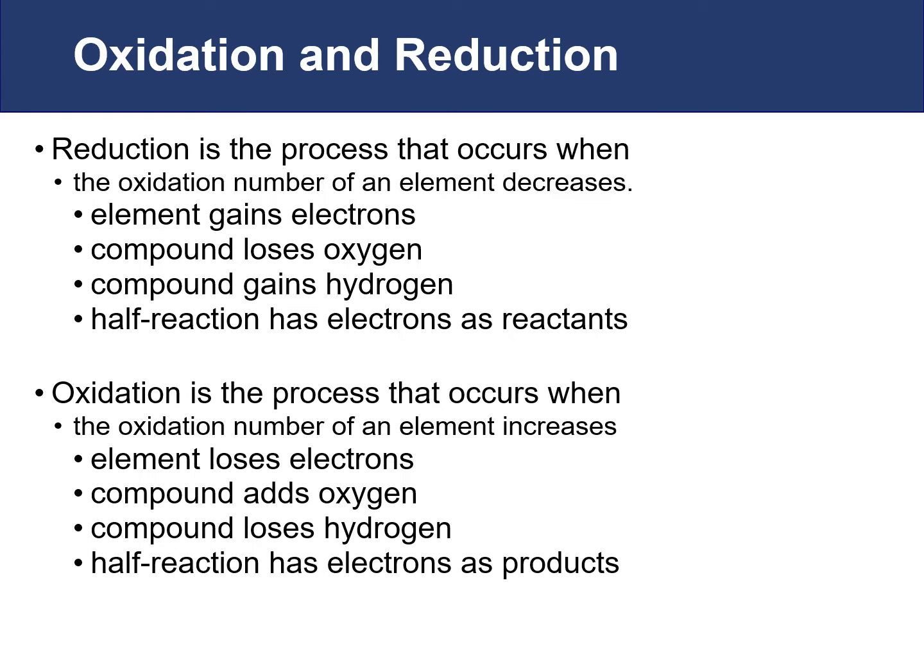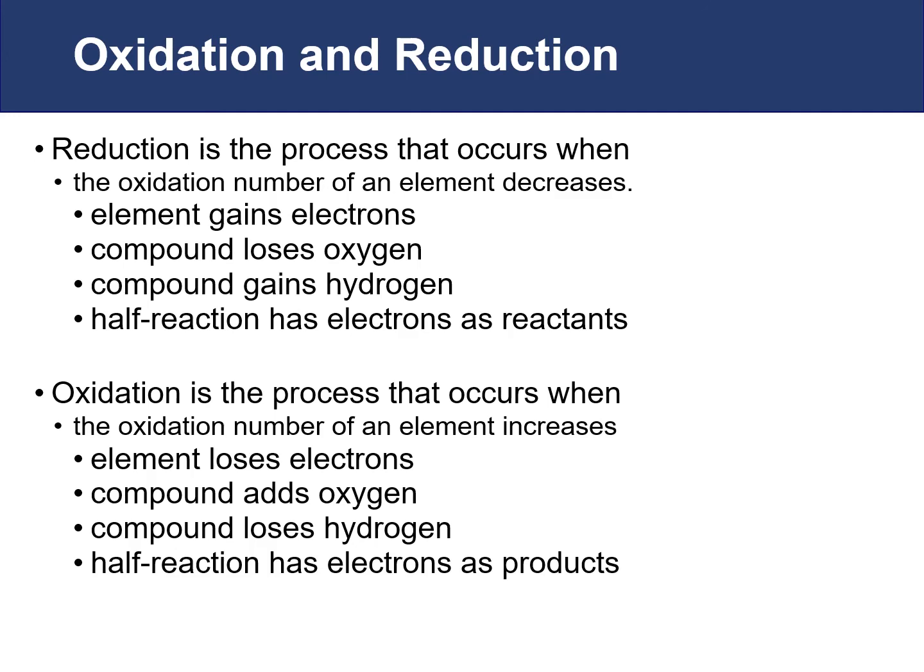So here's a quick little shorthand for when you're looking at reactions, figuring out whether a process is oxidation or reduction. Reduction is the process that occurs when the oxidation number, which we will talk about in subsequent videos, of an element decreases. So the element gains an electron. Often when compounds lose oxygen, as with the iron example or the rust example in the last slide, that is a reduction process. Compounds that gain a hydrogen atom are often reduction reactions. Or if you have a half reaction, which we'll get into in several videos from now, that has the electron as a reactant. These are all indicators that you're working with a reduction reaction.